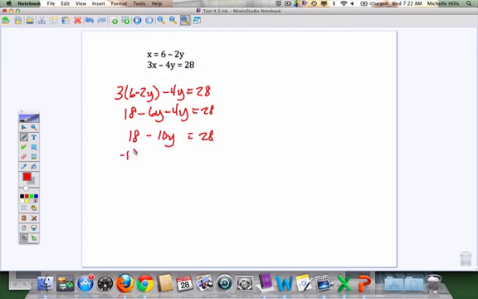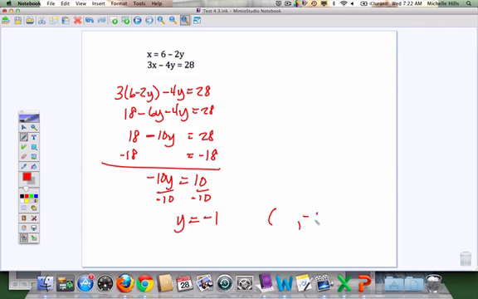I'm going to subtract 18 from both sides of the equation to eliminate the constant on the left. That's going to give me, paying attention to what's in front of this, a negative 10y equals positive 10. And then when I divide both sides by negative 10 to solve for y, I get y has a value of negative 1. So it's something, negative 1 for my point. Well, to find the x, I know that x has a value of 6 minus 2y, and I just solved to find that y was negative 1.